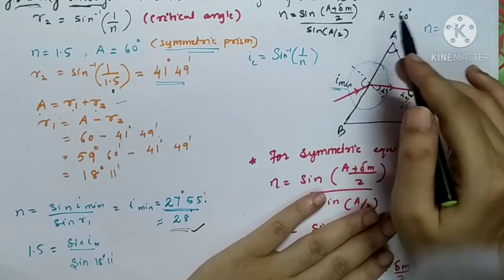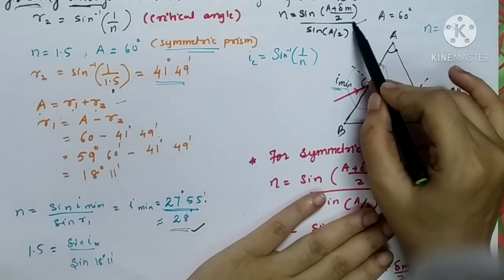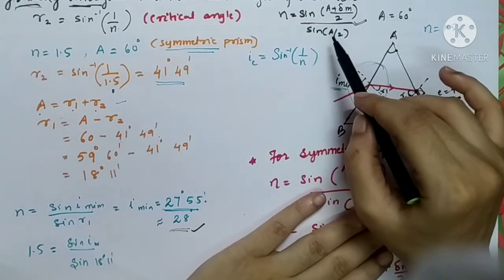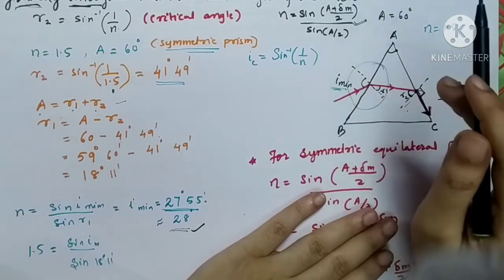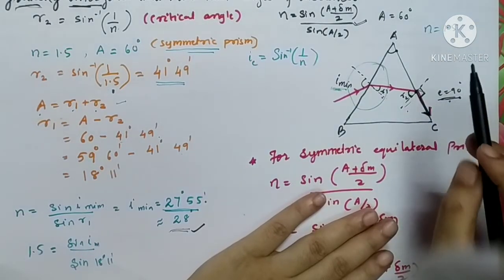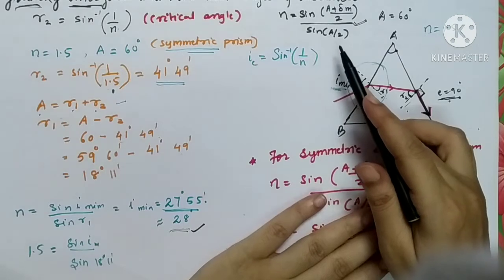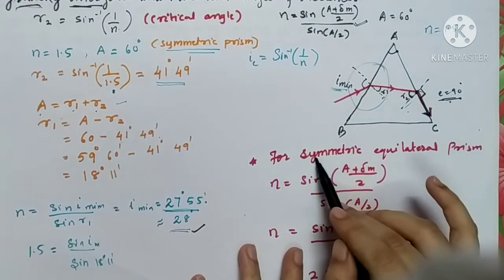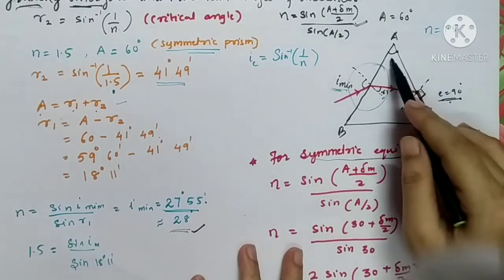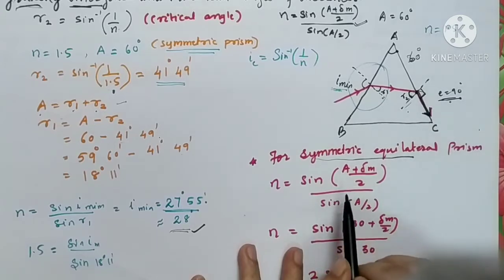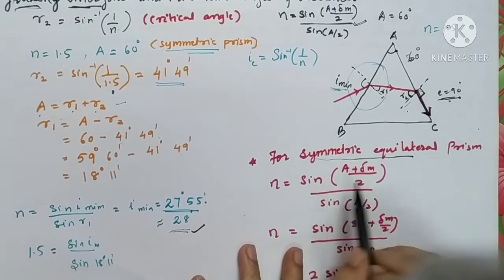So here what we have to do, we have this formula, where delta m is the minimum deviation angle. For an equilateral prism, or for a symmetric equilateral prism, this formula will have a certain change. n is equal to, you will know that for a symmetric equilateral prism, this angle is 60 degree. So substitute the value of A as 60 in our equation.